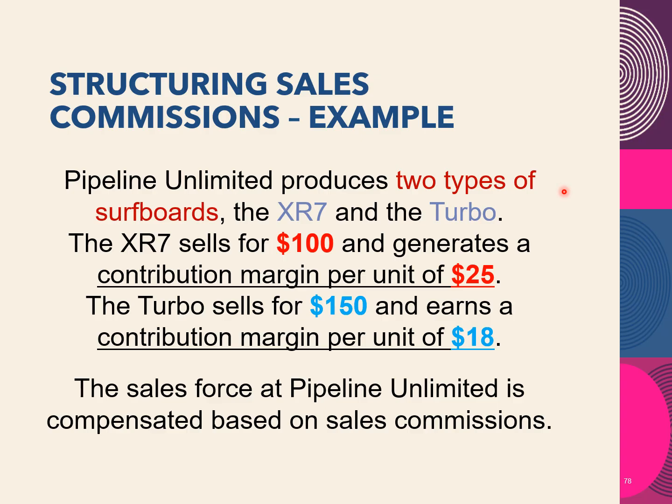Pipeline Unlimited produces two types of surfboards, the RX-7 and the Turbo. The RX-7 sells for $100 and generates a contribution margin per unit of $25. The Turbo sells for $150 and earns a contribution margin per unit of $18. The sales force at Pipeline Unlimited is compensated based on sales commissions. Which product do you think the sales force will try their best to sell?